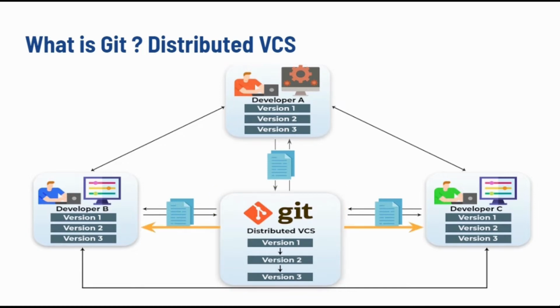The key role of such a distributed system in this case is to inform the other developers B and C about the newly available versions and also update them in their local systems so that all are up to date with the latest versions of the source code. This is what Git does. It redistributes the changes to all the users connected to a common repository.